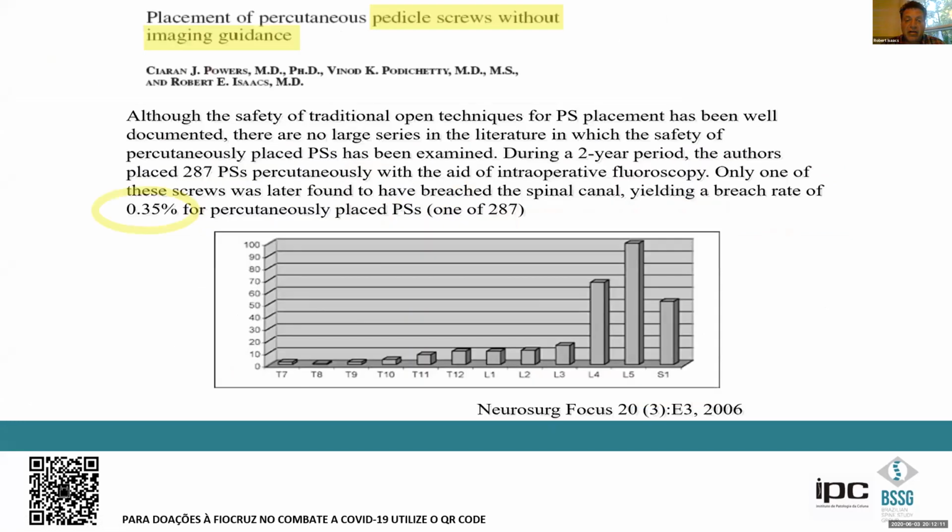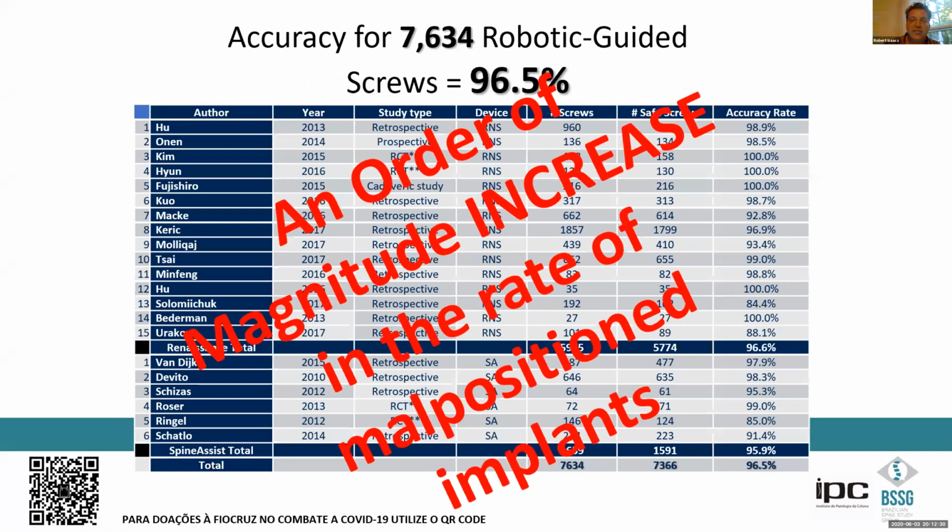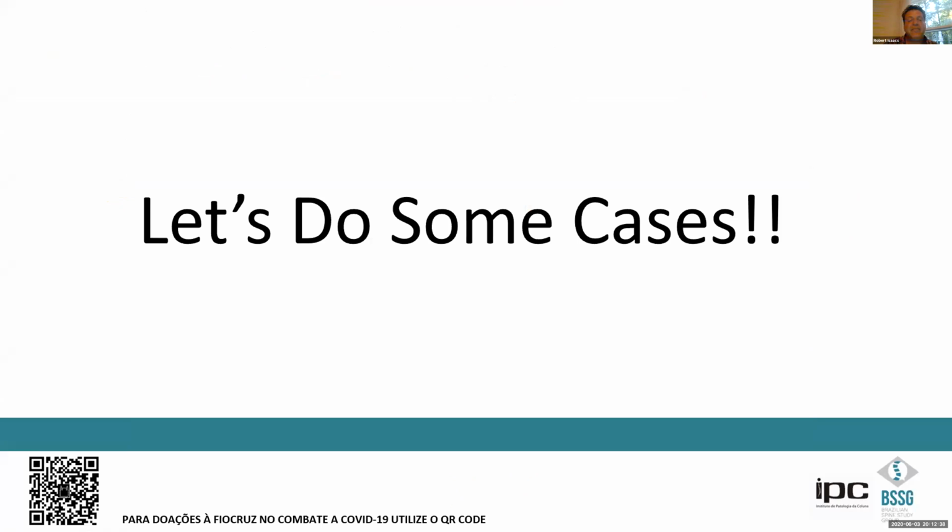They make surgery longer. And if you look at our published data, pedicle screws placed freehand without a robot, without a navigation system, CT proven 0.3% malposition, and you look at the robot data of 96.5% accuracy or 3.5% malposition, you'd see that in our hands, it would be at least an order of magnitude increase in the rate of malpositioned implants using these technologies.